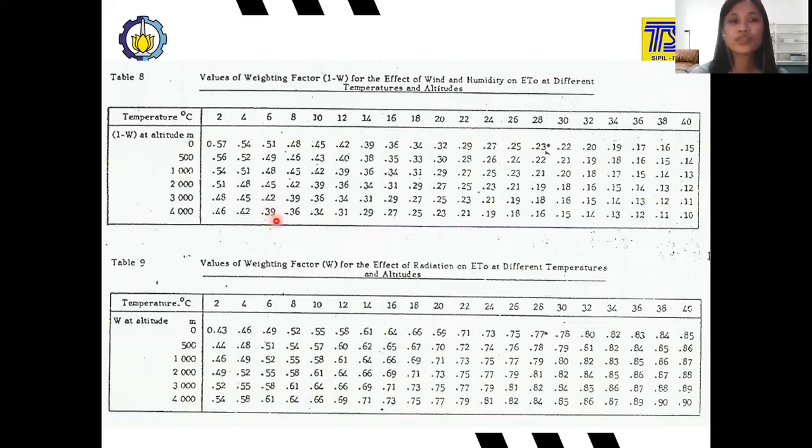It's the same. If you want to look for 1 minus W, you can look for it in table 8, and then for the value of the W, you can look at table 9. So it is connected, because here 1 minus W is equal to, for example, 0.57, and here we have the W of 0.43. So here 1 minus 0.43 is equal to 0.57. So table 9 is connected to table 8.